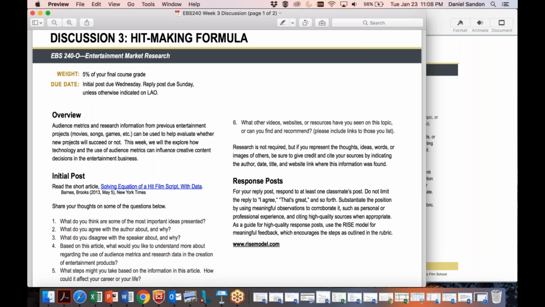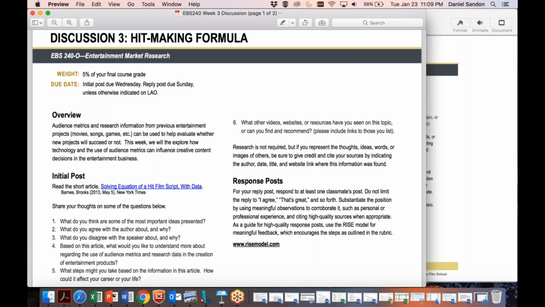And then it says, share your thoughts on some of the questions below. Now, we have 6 questions listed here, and we want you to share your thoughts on at least 2 of these. You can answer more of them if you like, but you should at least choose 2 of them and answer them thoroughly enough that you've explained yourself. It should be about a paragraph for each question. So when you pick 2 paragraphs, your initial post should be about 2 paragraphs long.